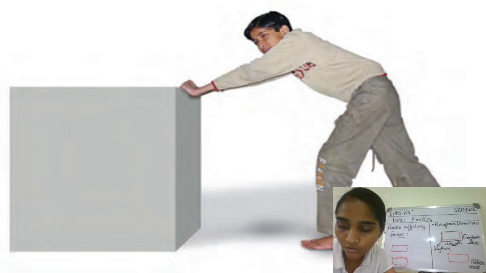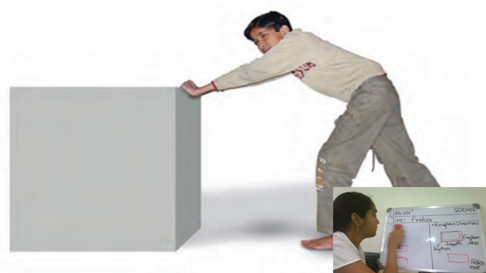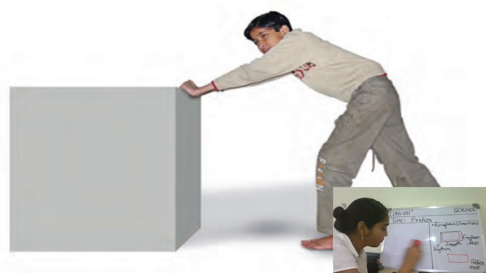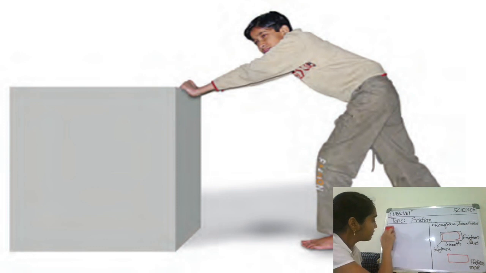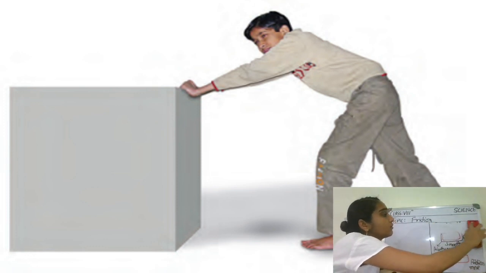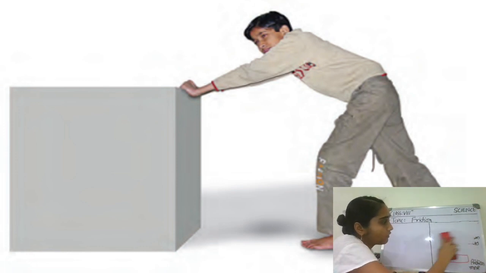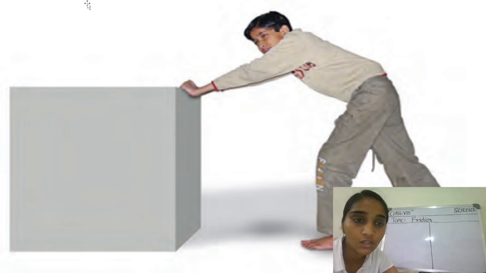So what do you see on your screen image? A boy is trying to push the box, right? So students, what do you think is involved over here? First of all, tell me, is force involved here? Is force being applied? Yes, the force is definitely being applied because the boy is pushing it. So push or pull of an object, we term it as force.